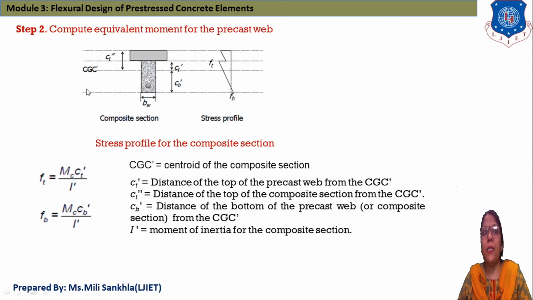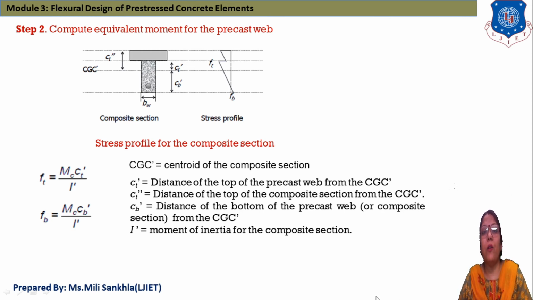Now in the second step, we compute the equivalent moment for the precast web. Again this one is the T section and this one is the resultant stress profile. According to this stress profile, ft is the stress in the top zone and fb is the stress in the bottom zone, equal to M Ct dash and M Cb dash divided by the moment of inertia I dash. Now what is CGC dash? Look at this. This one is CGC dash, the centroid of the composite section. CGC means the centroid of the precast web.